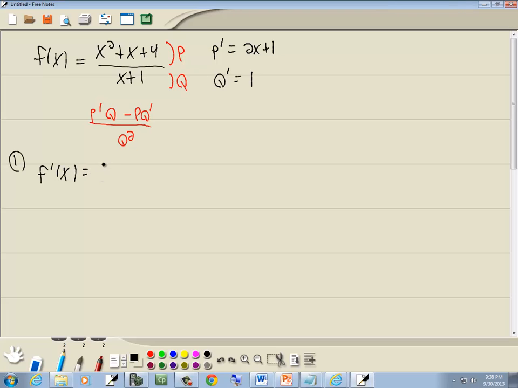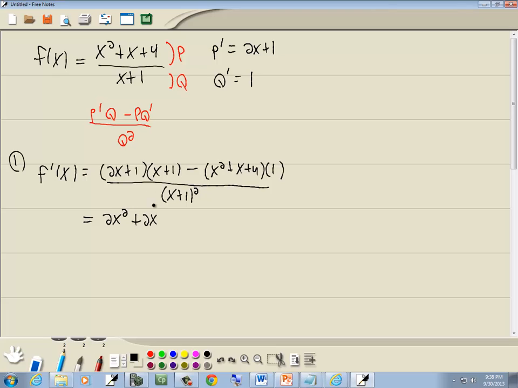P prime was 2x plus 1 times q, which is x plus 1, minus p, which is x squared plus x plus 4, times q prime, which is 1, all over q squared, which is x plus 1 squared. 2x times x is 2x squared. 2x times 1 is 2x. 1 times x is 1x, or x. 1 times 1 is 1.